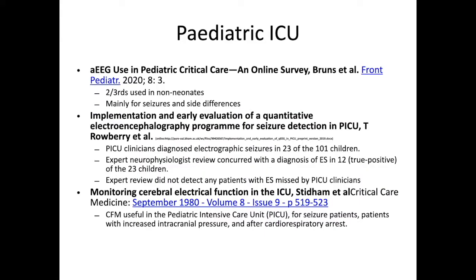More importantly, and what's quite useful, is that the expert review didn't detect any patients with seizures that were missed by PICU clinicians. So it's really quite a useful tool we can use along with our clinical examination to help us identify seizures, especially in those children that are sedated, for example. But it's not a new thing. I thought aEEG was quite a new development, but there's a paper here from 1980 that said CFM was useful in the pediatric intensive care unit for seizure patients, patients with raised intracranial pressure, and after cardiorespiratory arrest.